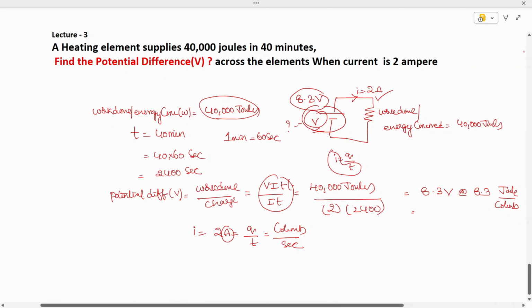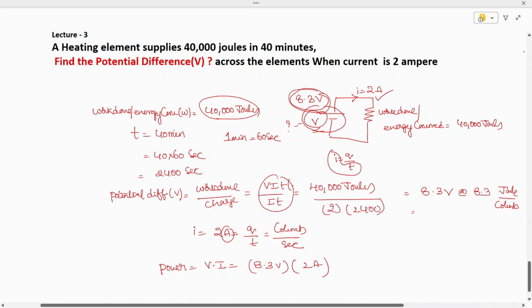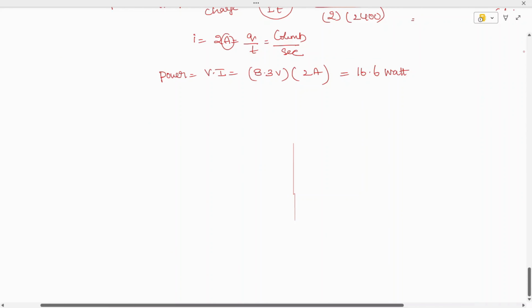If you want to calculate the power also, you can. Power is equal to voltage into current. Here we obtained a voltage of 8.3 volts into 2 amperes. When you do it with your calculator, 8.3 into 2, you get 16.6, and the ultimate units are watts. Or you can write 16.66 watts, which is voltage into current.